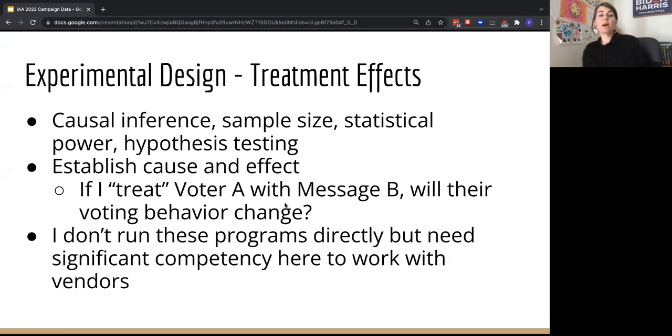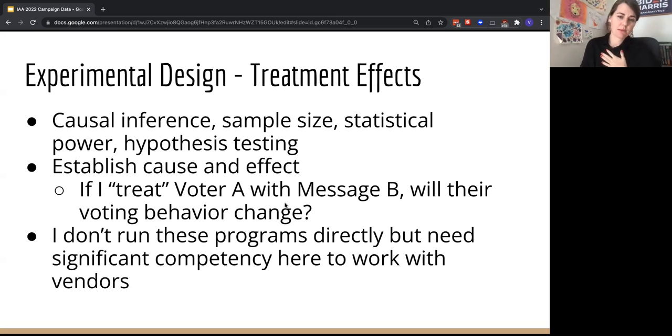Okay, so thinking about the modes of analytics that we are using on our team. The first big one is experimental design. The way that I historically thought about experimental design was more of a treatment effect approach. So tools like causal inference, sample size, statistical power, hypothesis testing. A very specific example of that would be places where you want to establish cause and effect. If I treat voter A with message B, will their voting behavior change? Mostly, will they then decide to vote for my candidate?